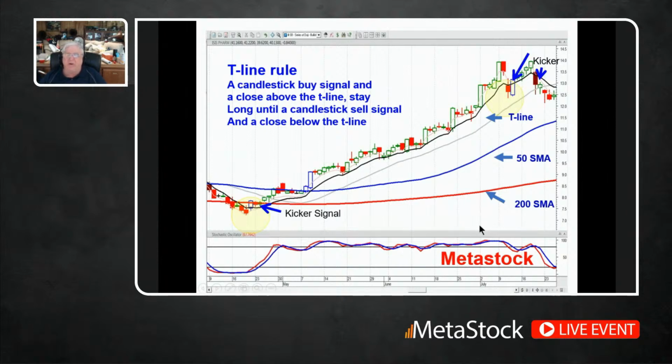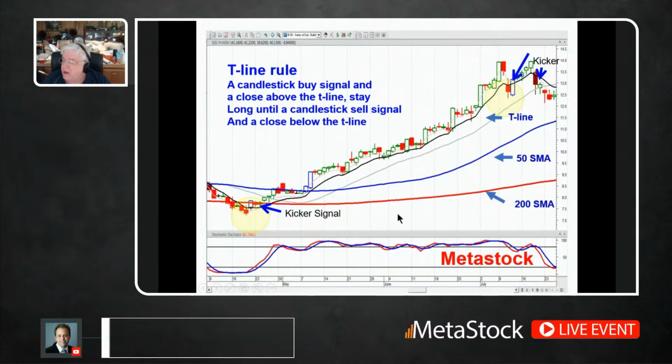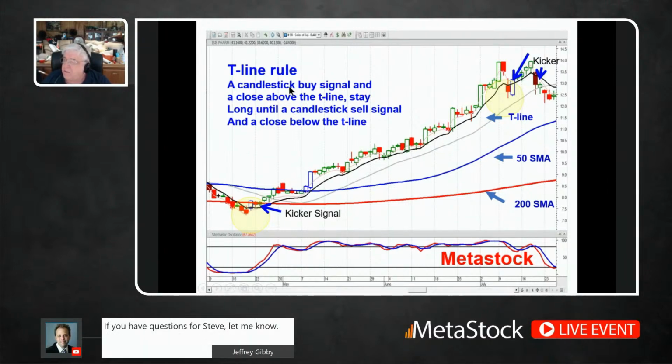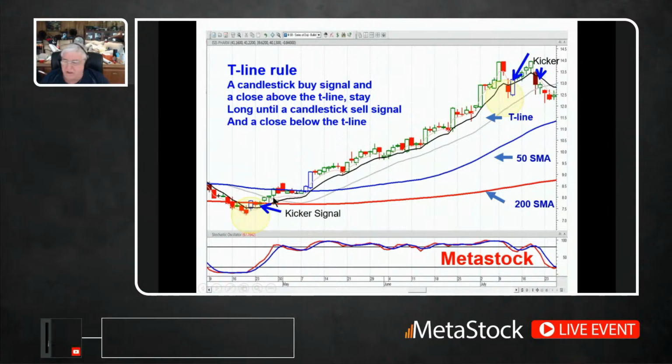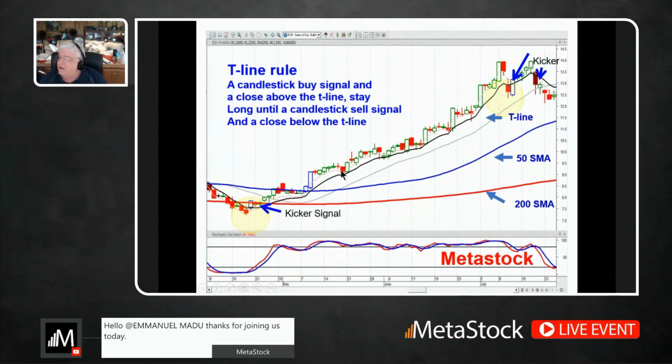So we also can stay in, and this is one of the important factors of candlestick analysis, we can stay in a trade based upon the T-line rule. And the T-line rule is very simple. If you see a candlestick buy signal and a close above the T-line, you can stay long as long as you don't see a sell signal and a close below the T-line.